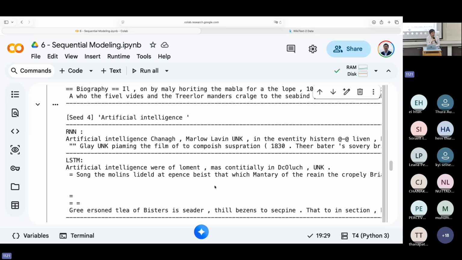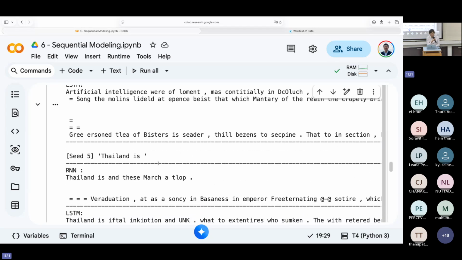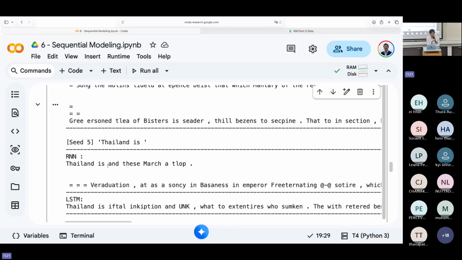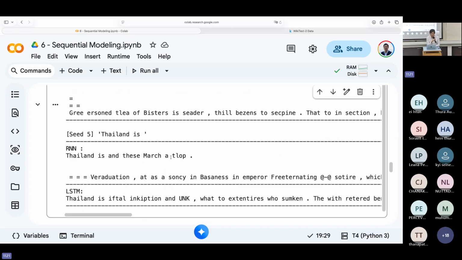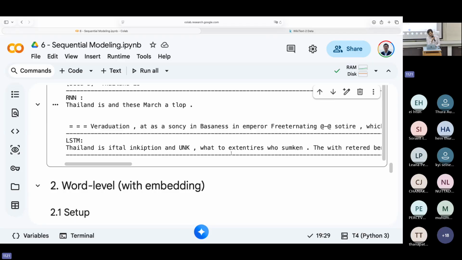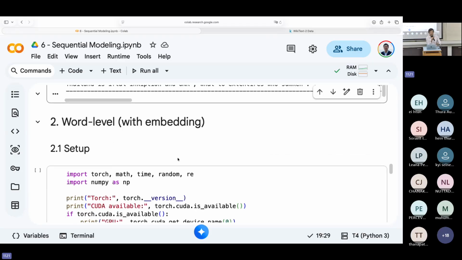But well, you can try training this longer than what I show you here. Thailand is, and this much, what? It probably says that this March will be the top. So, not financial advice, this March is a top, right? Whatever that is. So that's the character chunk.